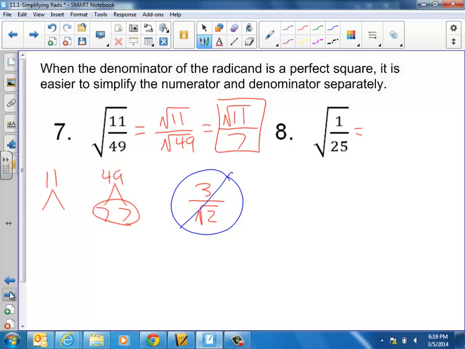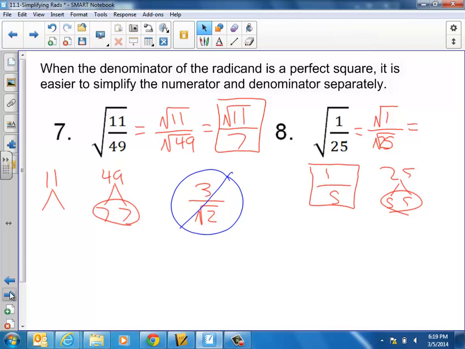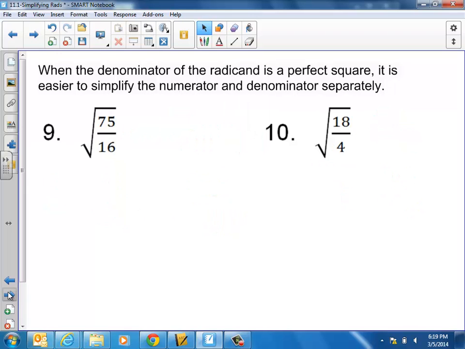All right, let's check out 8 here. Again, the square root of 1/25. Some of you guys may see how that would work, but easier than working with the square root of the entire fraction, write again the square root of 1 over the square root of 25. So this would come out to be, well, square root of 1 we know is 1 over the square root of 25, which breaks down as 5 and 5. So you've got 1/5 for a final answer. And there you go. Not too bad.